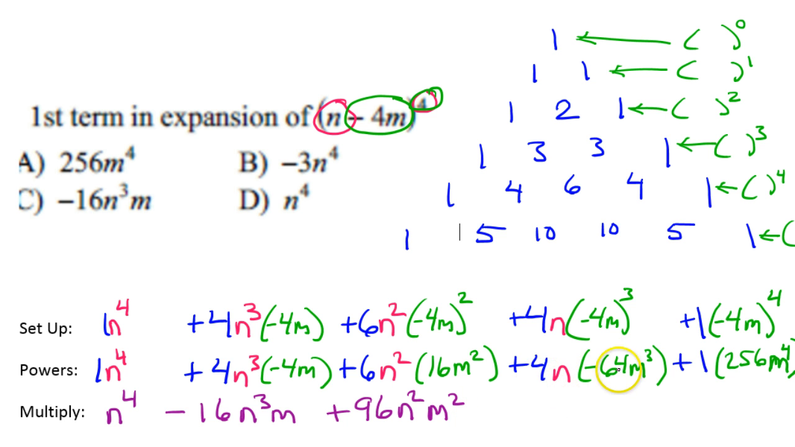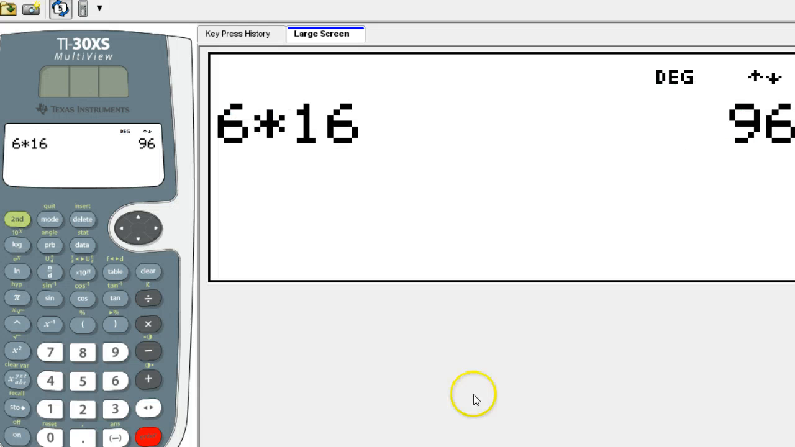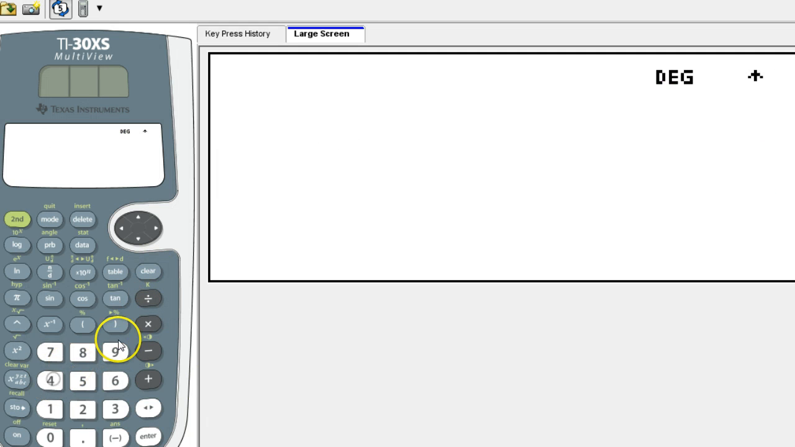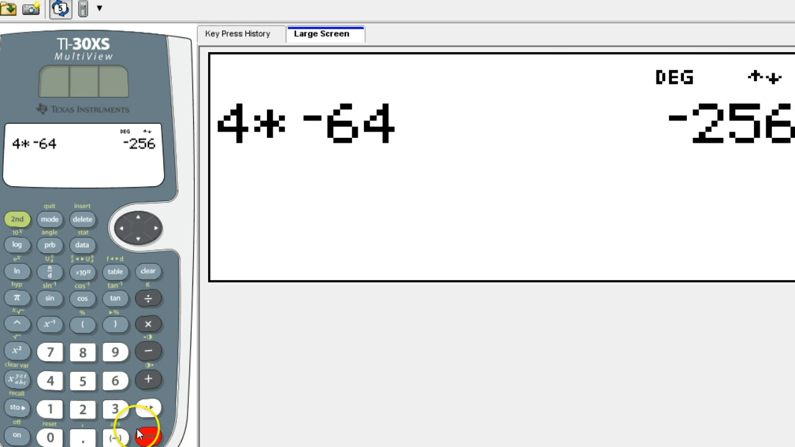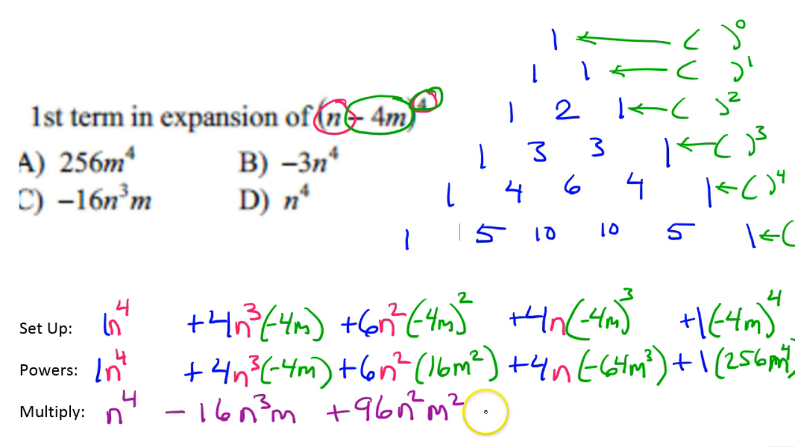Now let's see, 4 times negative 64. That's negative 256. So we'll have negative 256 n m to the third power. And then 1 times 256 is just 256 m to the fourth power. So this purple is the answer.